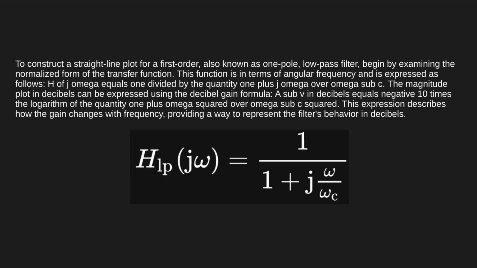To construct a straight line plot for a first order, also known as one-pole, low-pass filter, begin by examining the normalized form of the transfer function.